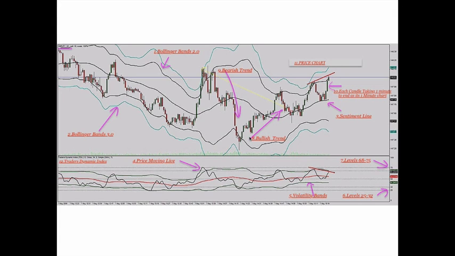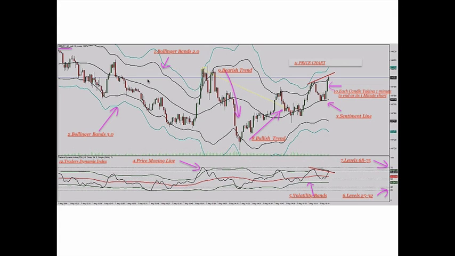Other than that, we have the sentiment line. The third thing here, the middle line, this black line which is going here, is called the sentiment line, and this will help us to figure out a lot of different things which we will be learning further on in this video.